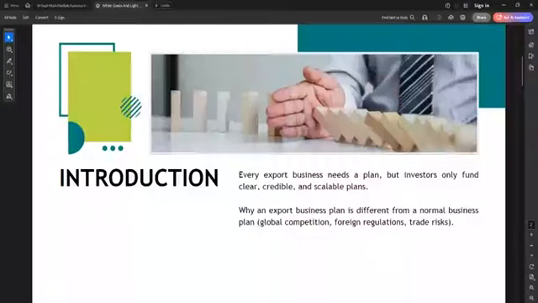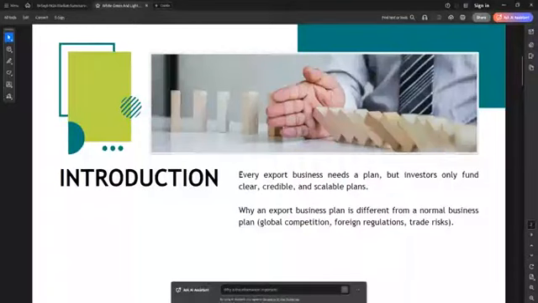In an export business plan, you are looking at global competition, foreign regulations, trade risks, the target market, meaning the international market you are looking at, and the breakdown of the products that you want to export. What makes it acceptable in the importing country or target market that you are looking at? All these also matter when you are creating your export business plan.